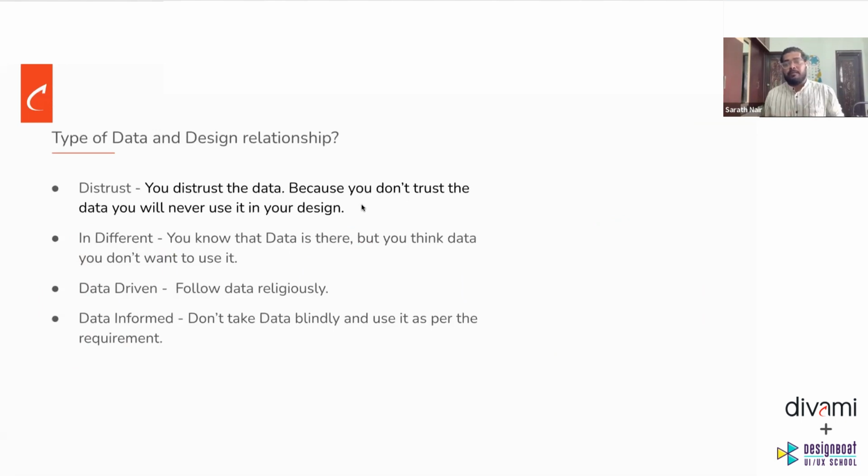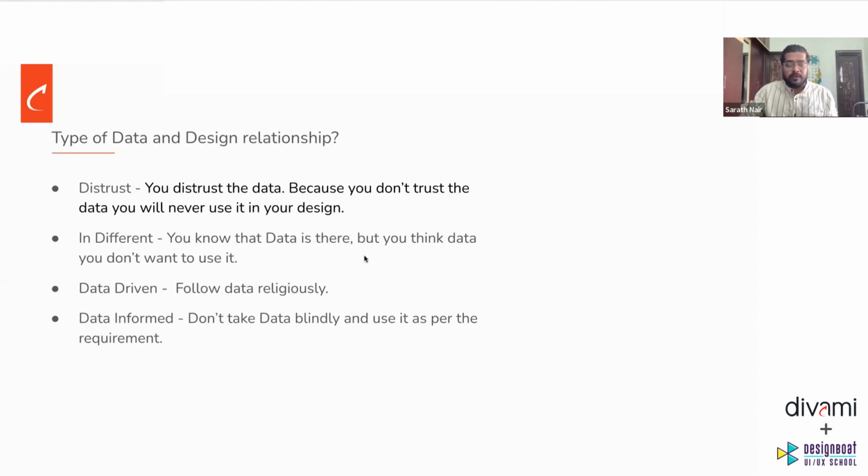Second would be indifferent data. You know that data is there, but you think that you don't want to use it. The data is available from your research and everything, but you decide or you think, oh, it is not going to add any value, or it is not going to be useful for me, so you take a decision to not use it.